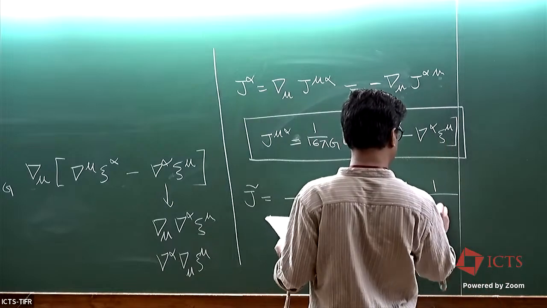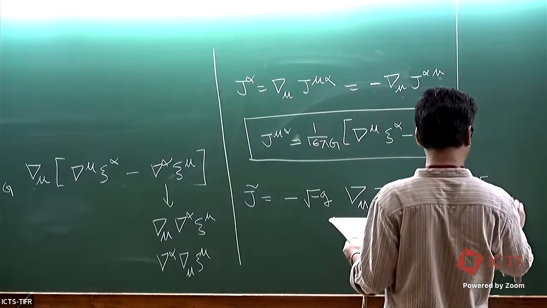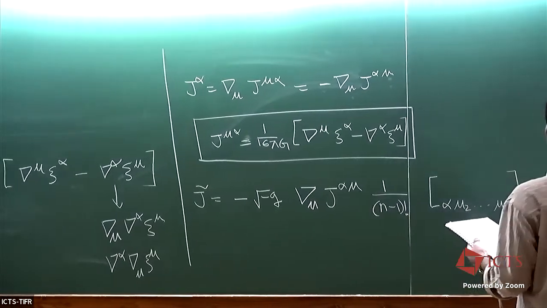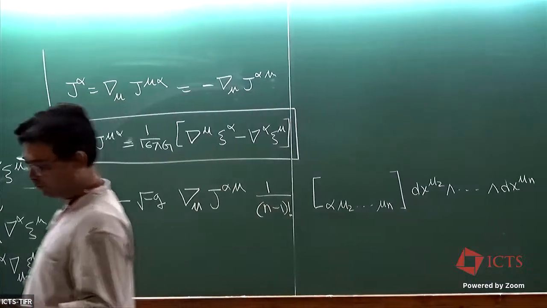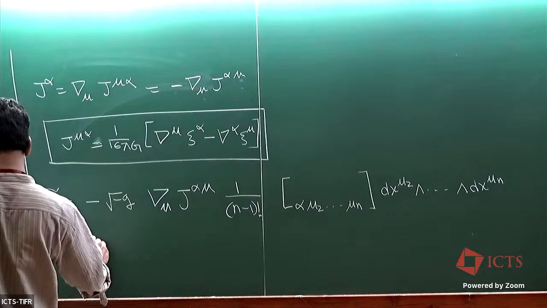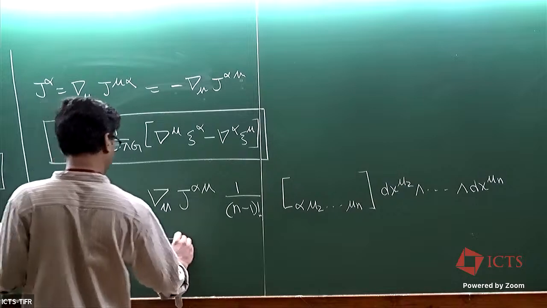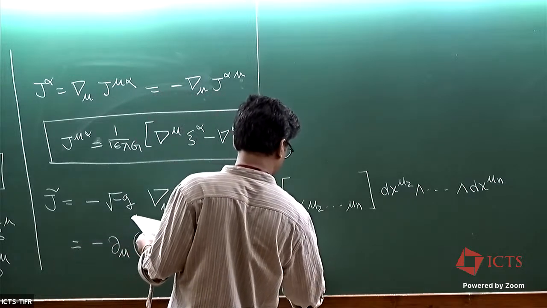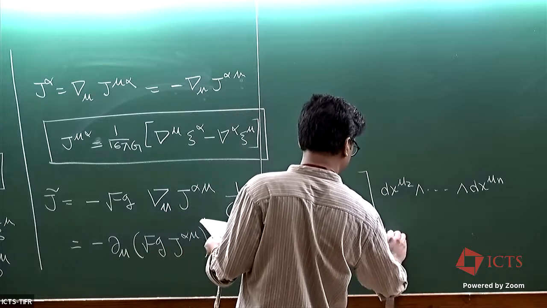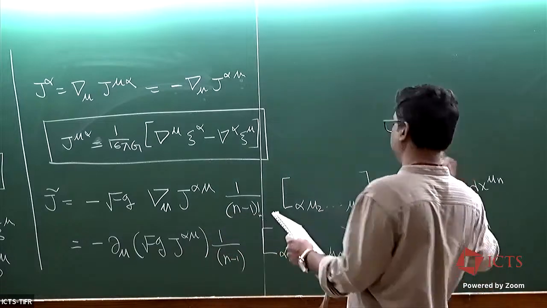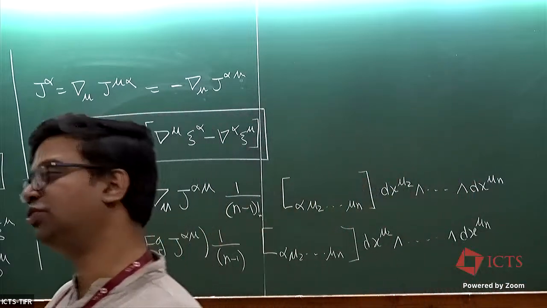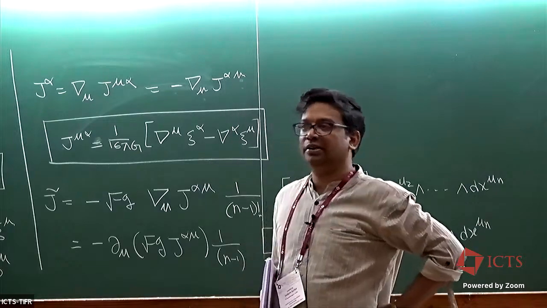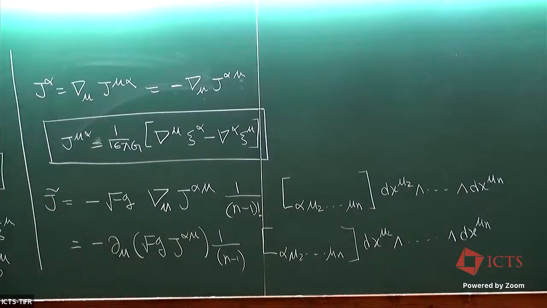And then I have 1 by n minus 1 factorial, the alternating tensor alpha mu 2 ... mu n, dx mu 2 wedge ... dx mu n. With the square root of minus g, I can further write it as minus del mu of square root of minus g J alpha mu, times 1 by n minus 1 factorial, the alternating tensor, dx mu 2 and so on. My construction for J is done. Now what should I do? I should look at Q. It is clear that I will be able to find Q because J is already the divergence of an anti-symmetric two-tensor. Therefore, Q can be found just by observation. Do you want me to calculate Q? I'll write it.